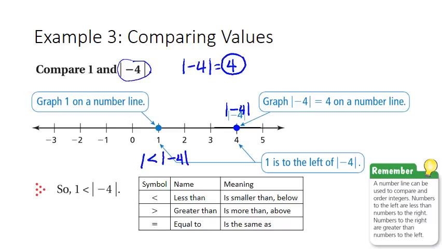Now it is important for us to write it in the form that it was given to us. Okay, we're not going to be giving this one. That's a no-no. We're going to be giving our numbers in the form that we were asked. So we can see here that 1 is less than the absolute value of -4.